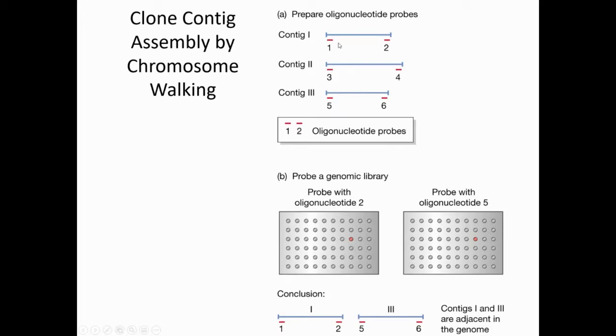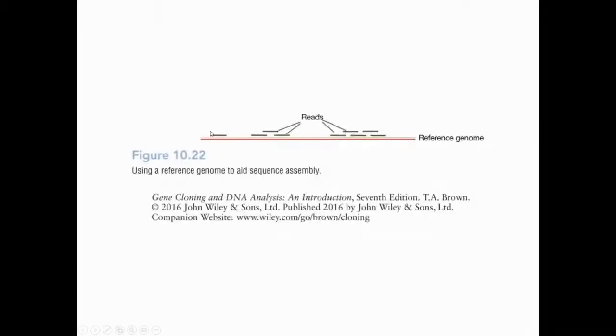And then you use the other probes to hybridize with the genomic library, and then you see the probe number 5 also gives you the signal at the same location as number 2. Then you know that contig 1 and contig 3 must be next to each other, all right? And then after this, you can continue. So that's called chromosome walking until you identify all the contigs. So that's called contig assembly by chromosome walking.